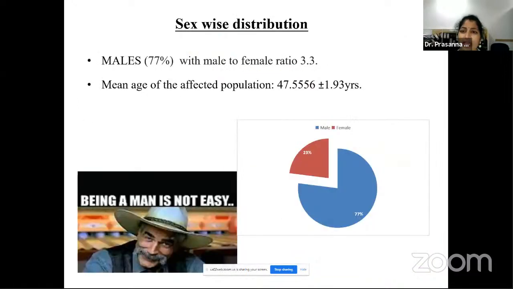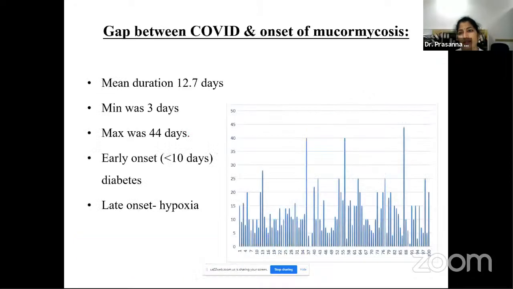Coming to the results, males were the predominant population with 77%, male to female ratio 3.3, and the mean age of the affected population is 47.5 years. The gap between COVID-19 and onset of mucormycosis is a mean of around 12.7 days, with a minimum of 3 to a maximum of 44 days. Those who presented early, that is less than 10 days, had diabetes as the major risk factor, and those who presented late had hypoxia as the major risk factor.